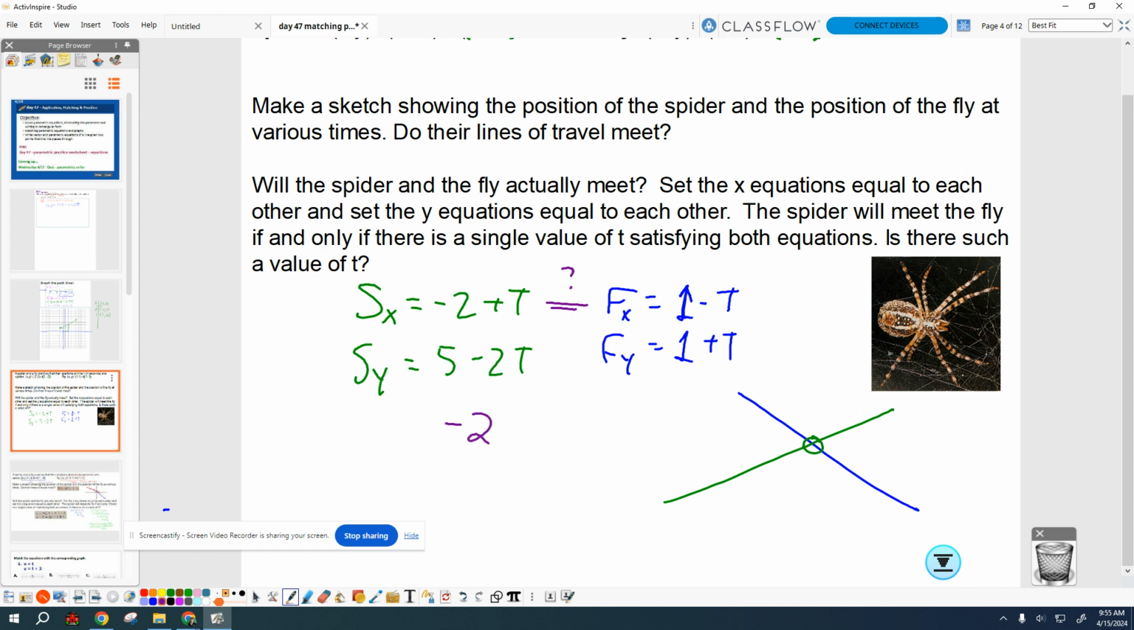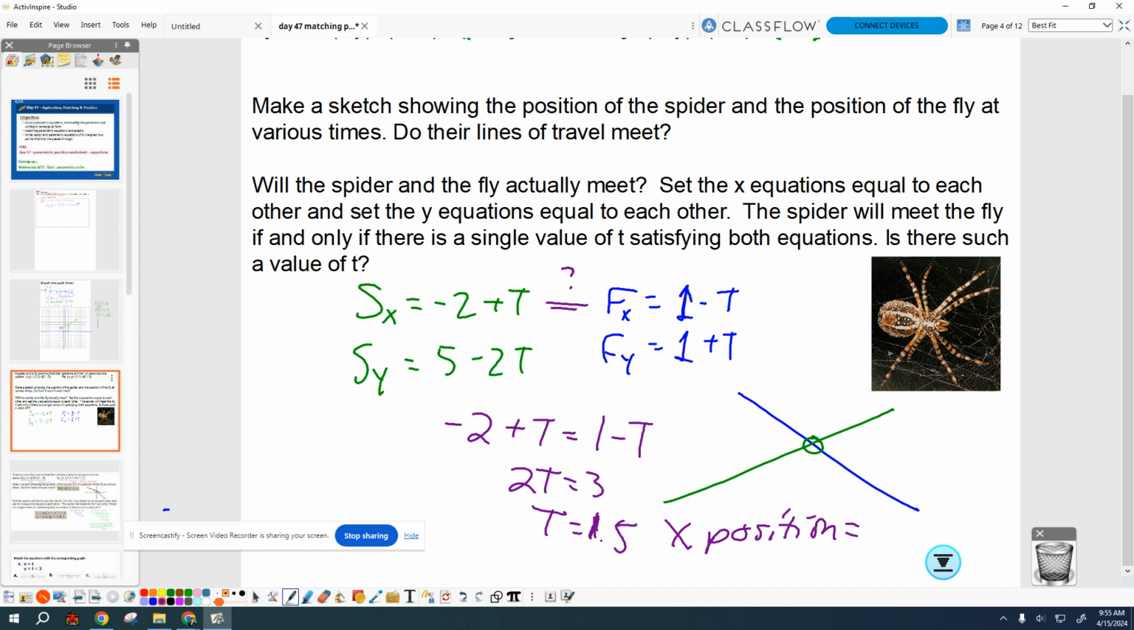What time was the spider's X value the same as the fly's Y value? Solve for T. Add T to both sides. Add 2 to both sides. They both had -1 T, but one was at 1 second, and the other was at 2 seconds.